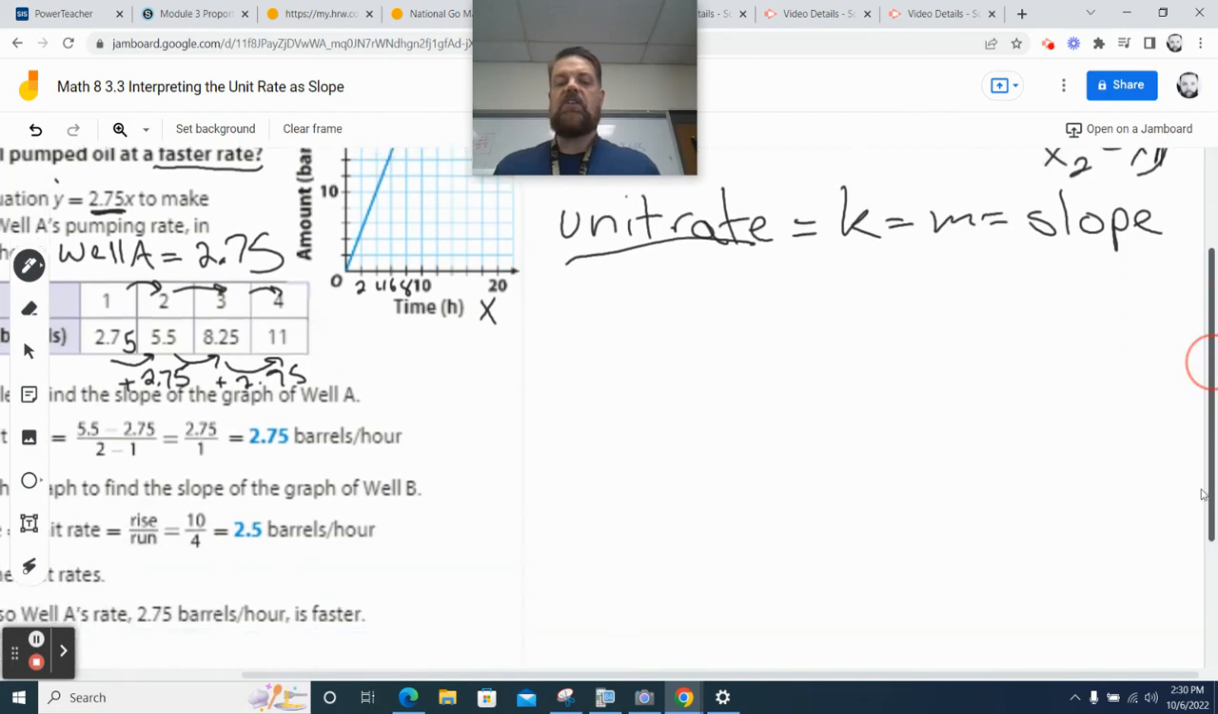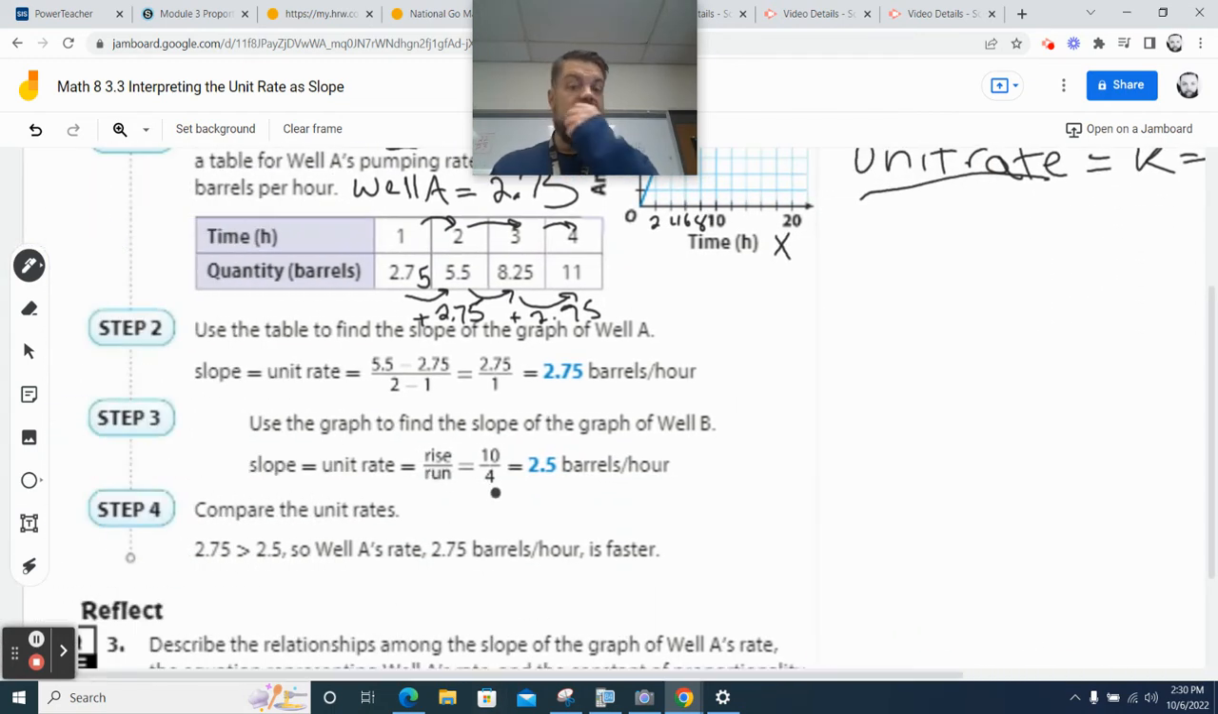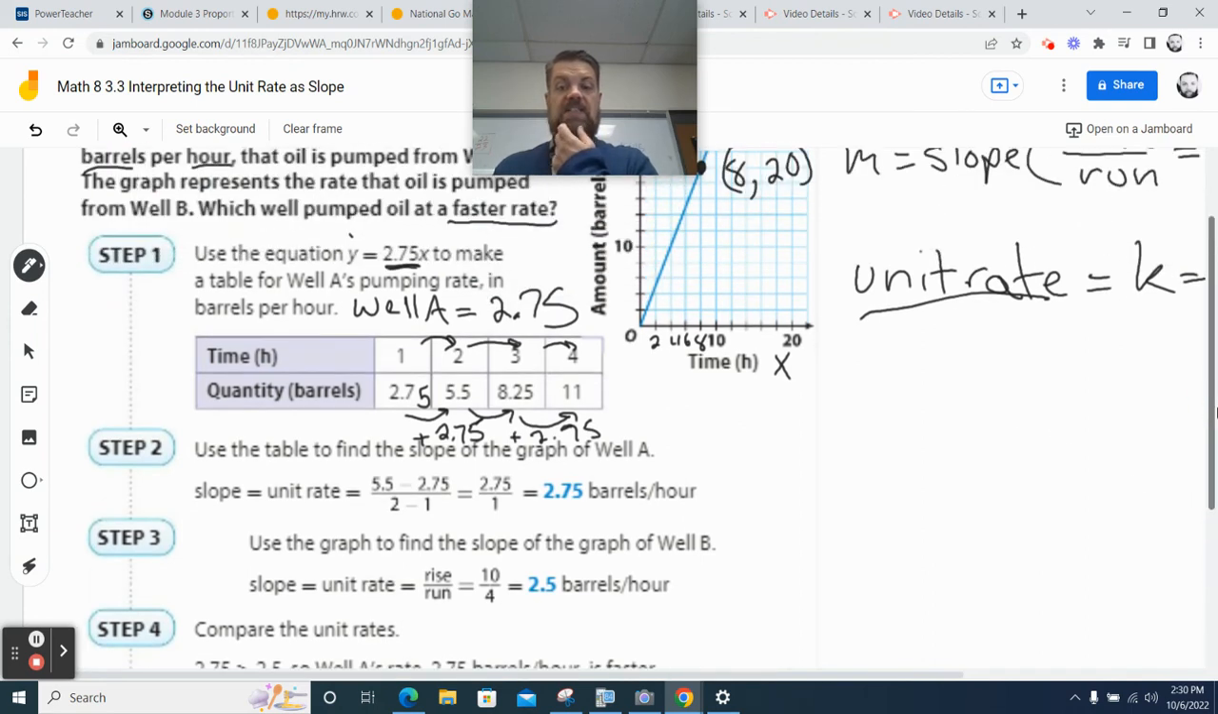How do we find the unit rate for B? Well, I just got to find a point on the line. Now, they said it looks like it crosses at 10 comma 4. So if you go over to 4, it looks like it crosses right here. So they used a closer one. They said 4 comma 10. I'm sorry, I mispronounced that. And so what's the rise?